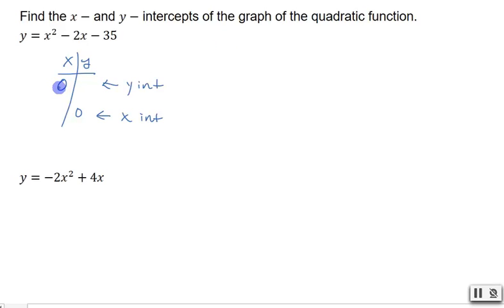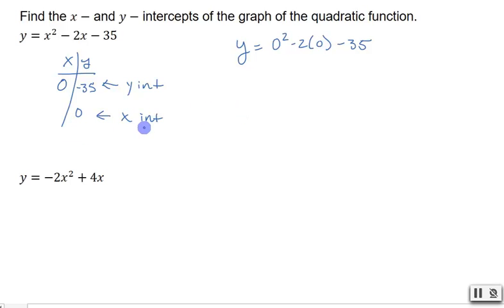For the first one, let's make the x 0. Y is 0 squared minus 2 times 0 minus 35. Of course, these terms go away. So you get a negative 35. So your y-intercept is 0, negative 35.